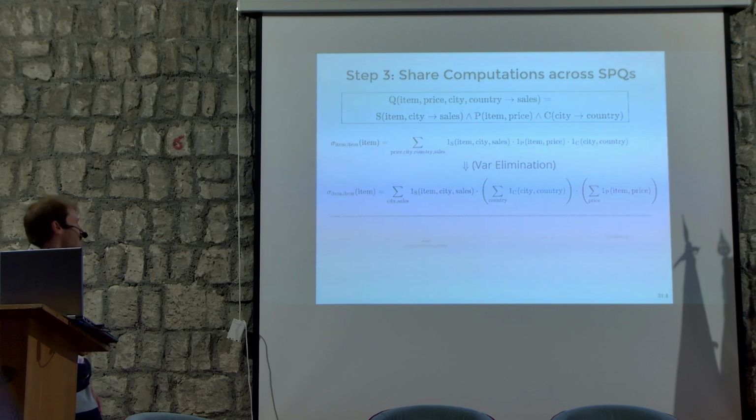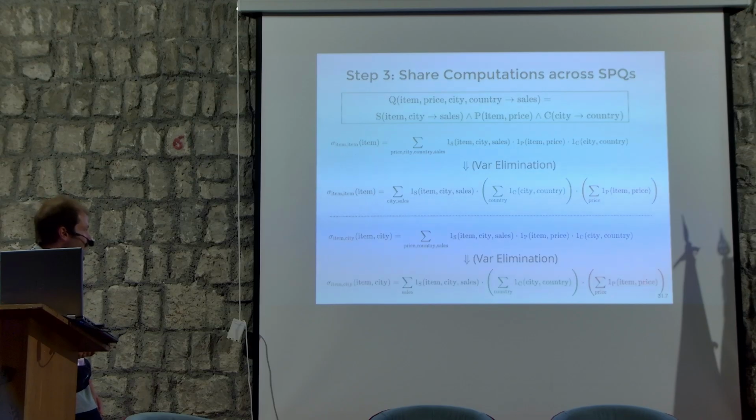Now, if we dissect another part of the sigma matrix, let's say the correlation of item and city, and run variable elimination, we will end up with the exact same sub-expressions, where here we will end up just eliminating price in this table and eliminating country in this table. But these two expressions are shared among those two SPQs. Only this part will change. So we don't have to recompute them; we can reuse the results of these sub-expressions and compute them only once. And this pattern is something that we will realize over and over.